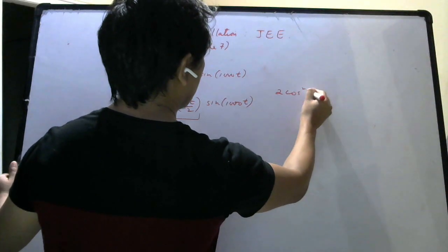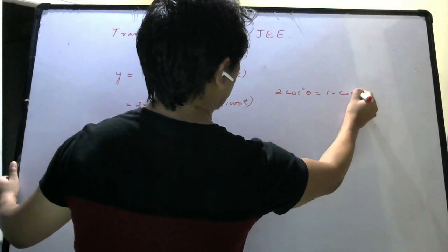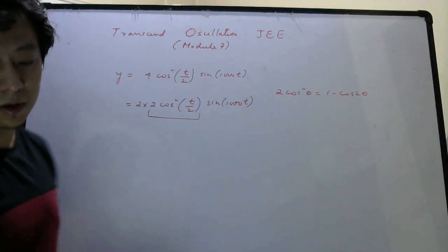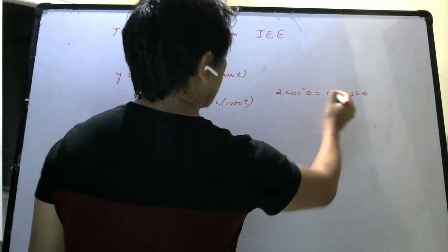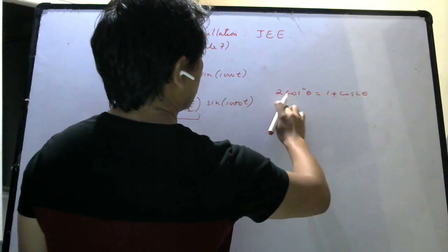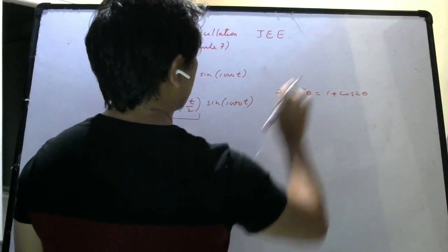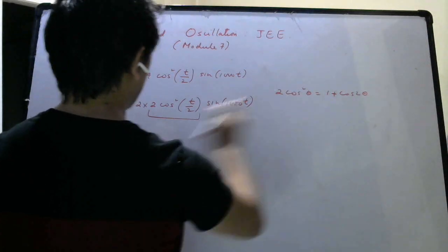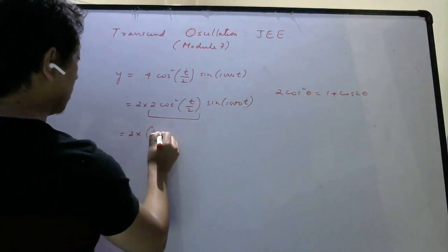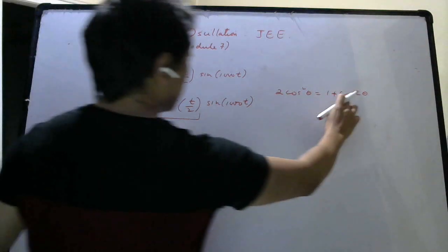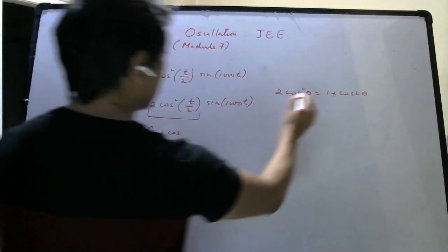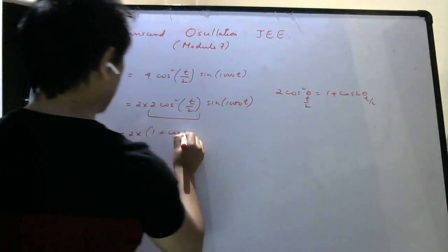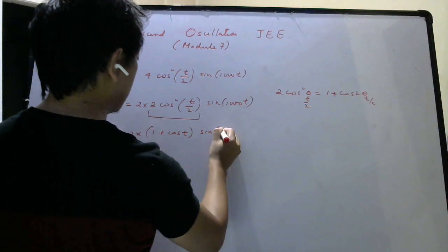So 1 plus cos 2 theta is 2 cos square theta, and 1 minus cos 2 theta is 2 sin square theta, right? So this will become 2 into, so 2 cos square t by 2 will become 1 plus cos 2 theta, which is theta here, t by 2. So 2 and 2 will cancel. So it will be cos t sine 1000 t.